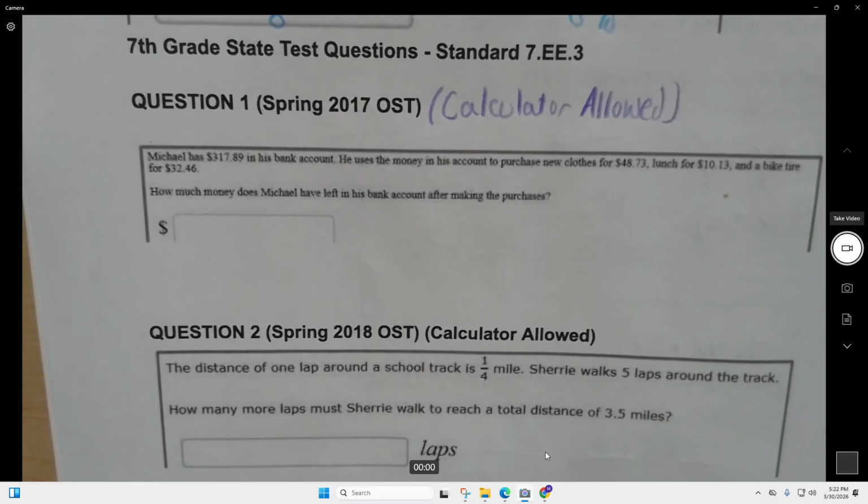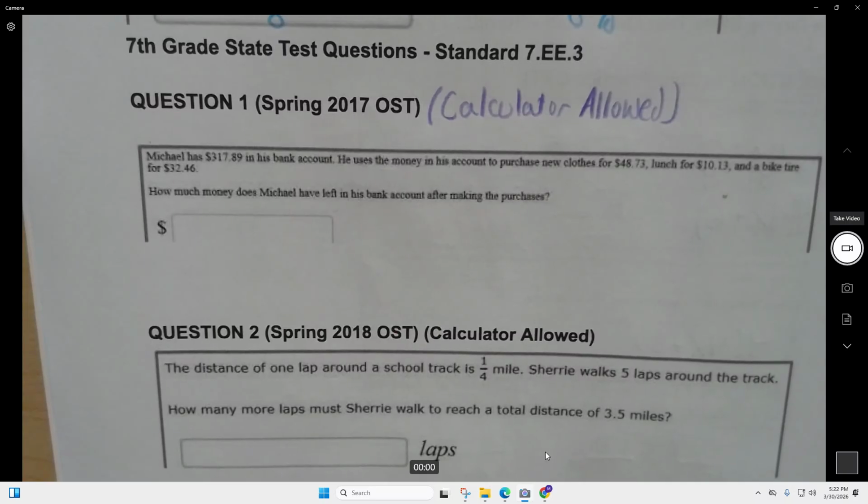Michael has $317.89 in his bank account. He uses the money in his account to purchase new clothes for $48.73, lunch for $10.13, and a bike tire for $32.46. How much money does he have left after all of his purchases?